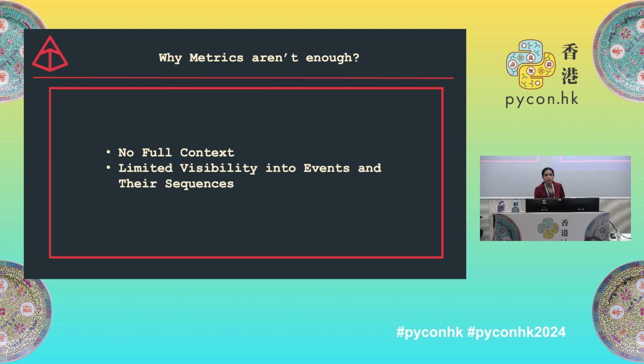They do not provide a full context which is needed to understand why something happened. They provide limited visibility into the system. Like metrics don't capture the sequence of events and their timings. Say I'm debugging a complex issue, so I need to know what sequence of events happened that led up to a failure, which is something metrics fail to capture.